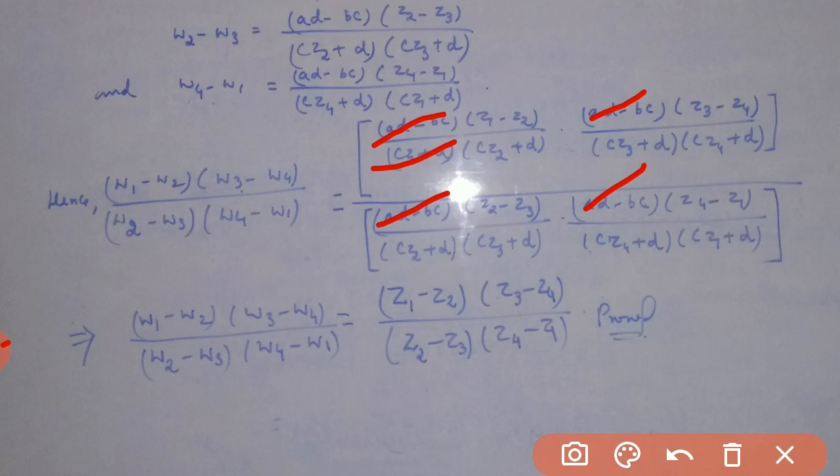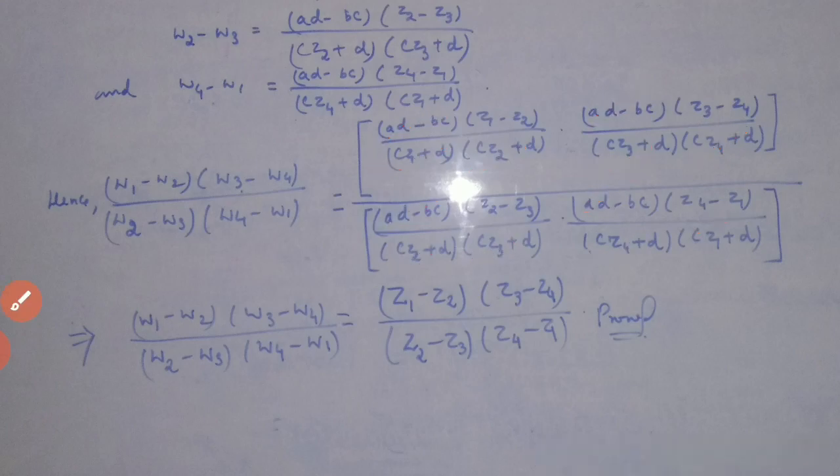So CZ1 plus D, CZ1 plus D here, CZ3 plus D, CZ3 plus D, CZ2 plus D here, CZ2 plus D, then CZ4 plus D, CZ4 plus D cancel. So we are left with only 4 values, the 2 in the numerator and 2 in the denominator, and the left value is (Z1 minus Z2)(Z3 minus Z4) whole divided by (Z2 minus Z3)(Z4 minus Z1). So this will prove our result for the bilinear transformation.